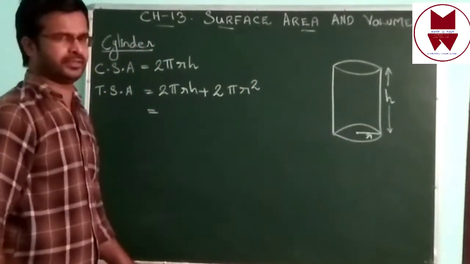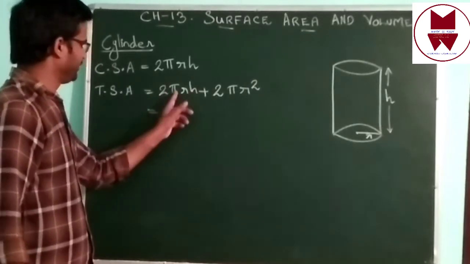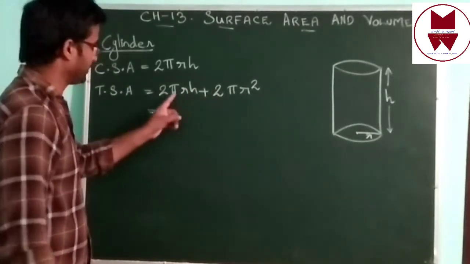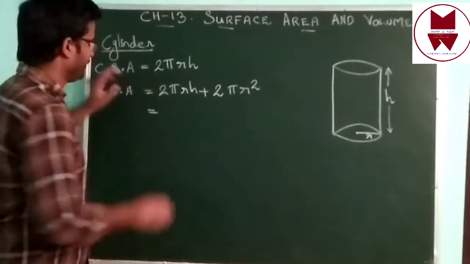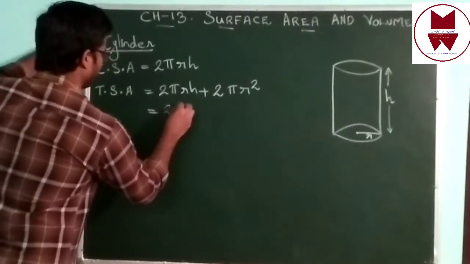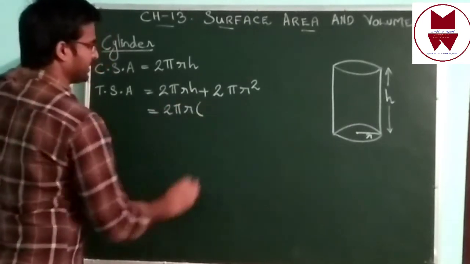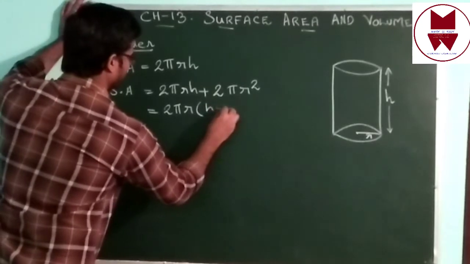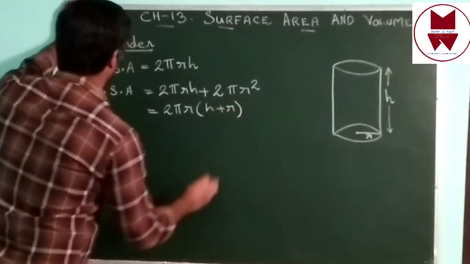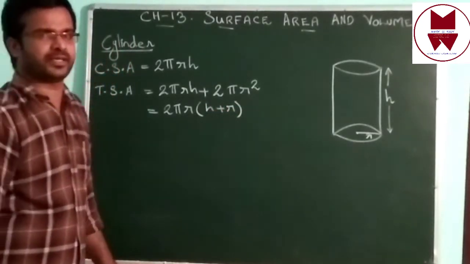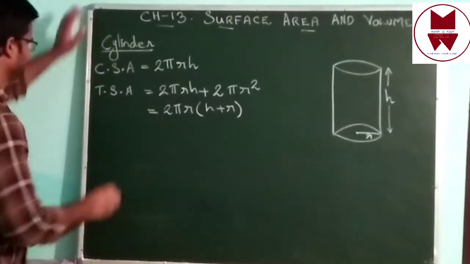What is common in here? 2 is common, isn't it? Pi is also common. Then anything? That radius r is also common, isn't it? We can take 2 pi r outside. Then remaining h plus r. This is the total surface area of the cylinder.